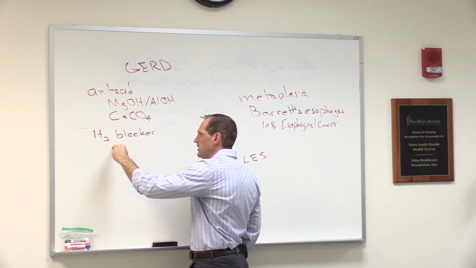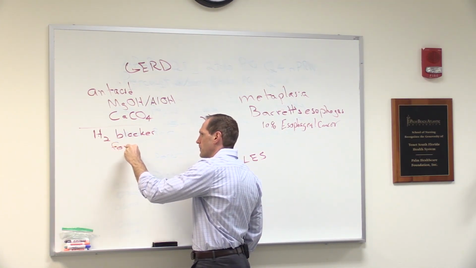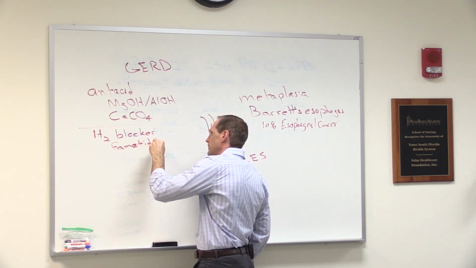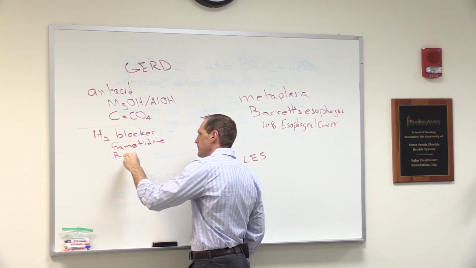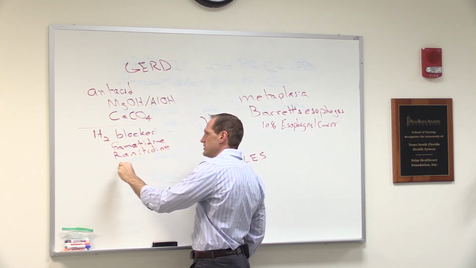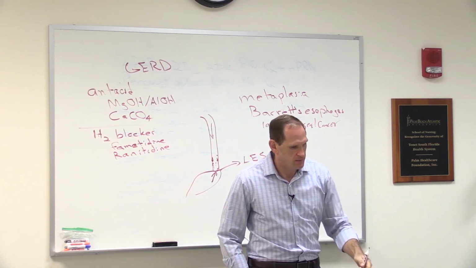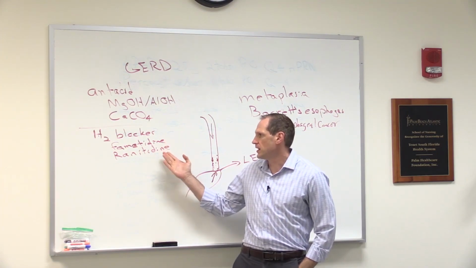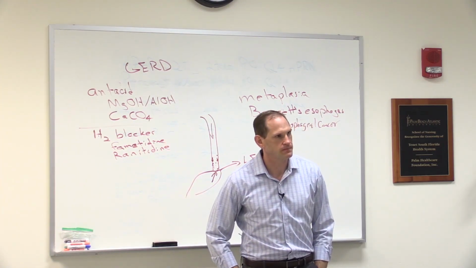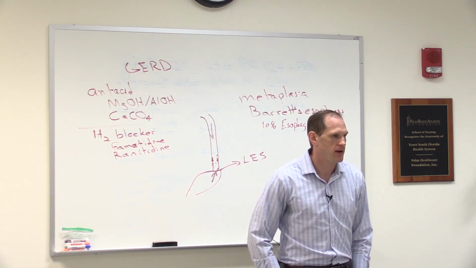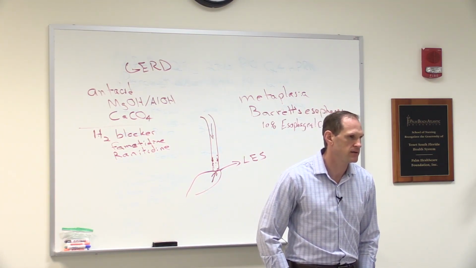So there's cimetidine, famotidine, ranitidine, and nizatidine. The two that you guys need to know are famotidine and ranitidine. Famotidine is Pepcid, and ranitidine is Zantac.